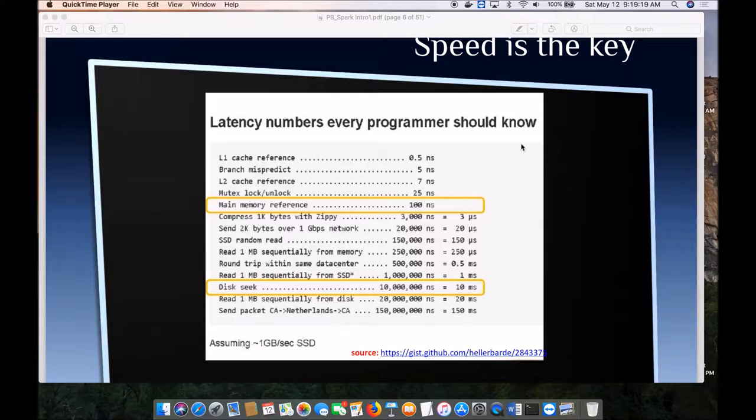Very, very important slide, right? You can see some words like L1, L2, main memory, etc. What is the difference between L1, L2, cache, memory, and all? What do those things mean? That is very important in order to understand what is internally happening inside Spark and what Spark is bringing.